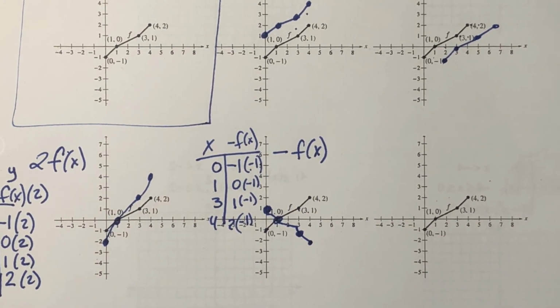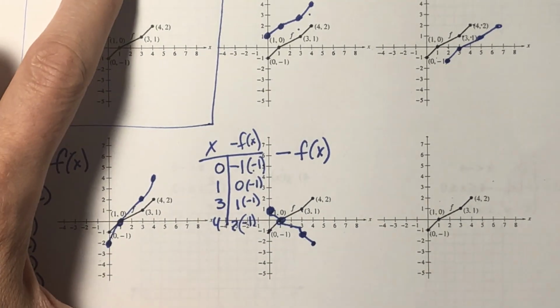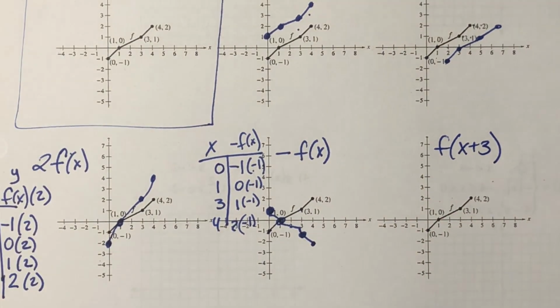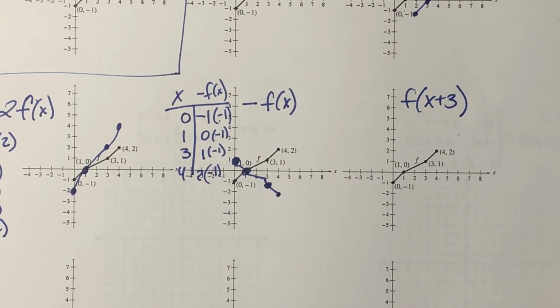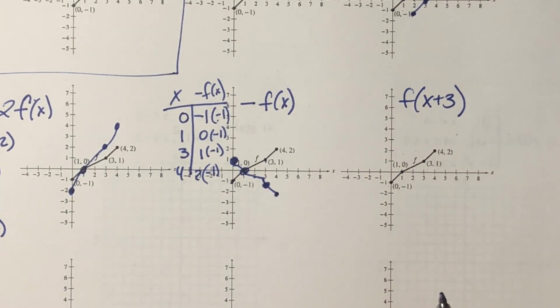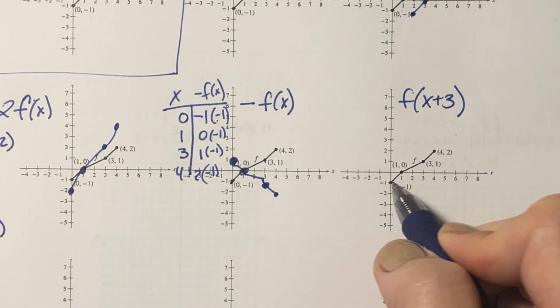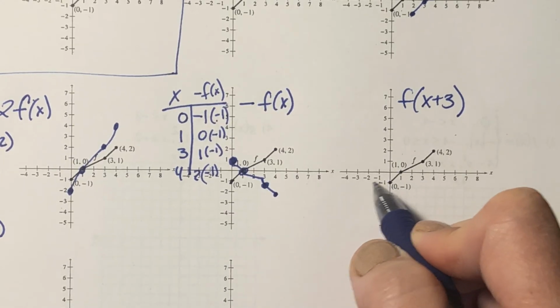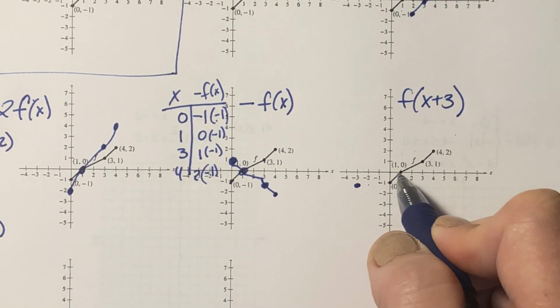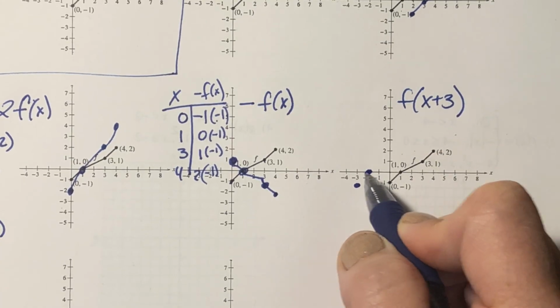All right. Letter E, we have f of x plus 3, and inside +3. So each of these coordinates are going to shift to the left 3. So I'm just going to go ahead and count, right? So this should be right here. I'm at 1, so it's -2.